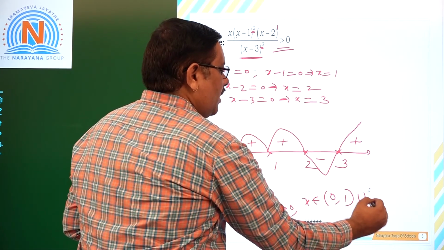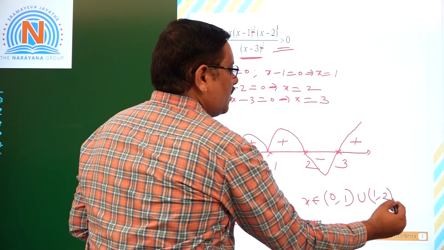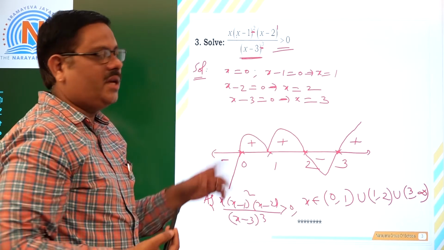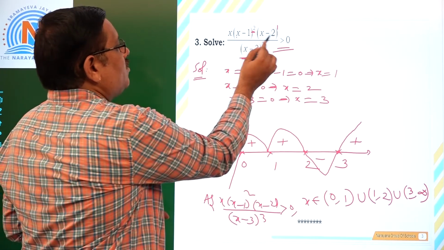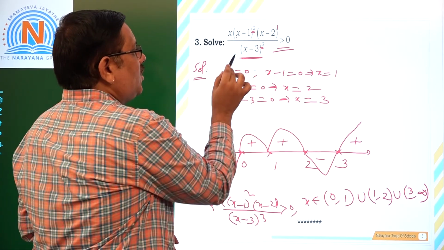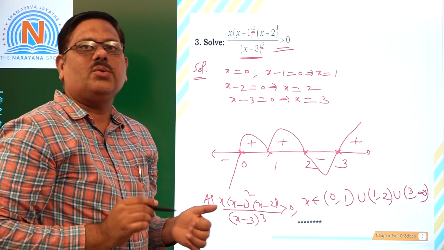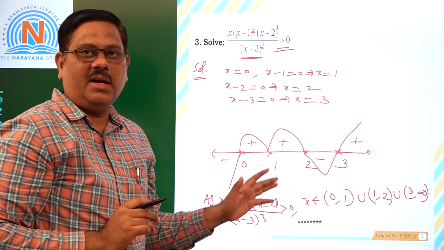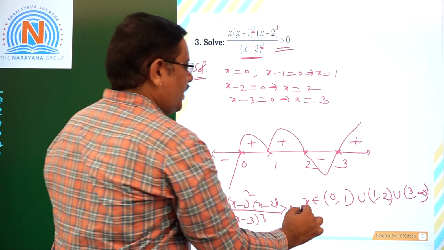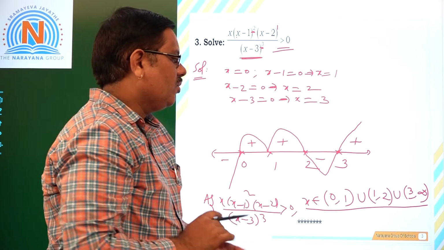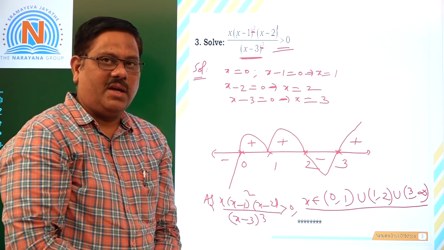So 1 comma 2, union 3 to infinity. I should not take even 2. If I take 2, what happens? 2 minus 2 becomes 0. Should not take 3, because if you take 3, x minus 3 becomes 0, so the denominator becomes 0. That is not valid. So here the solution set is x belongs to (0, 1) union (1, 2) union (3, infinity).